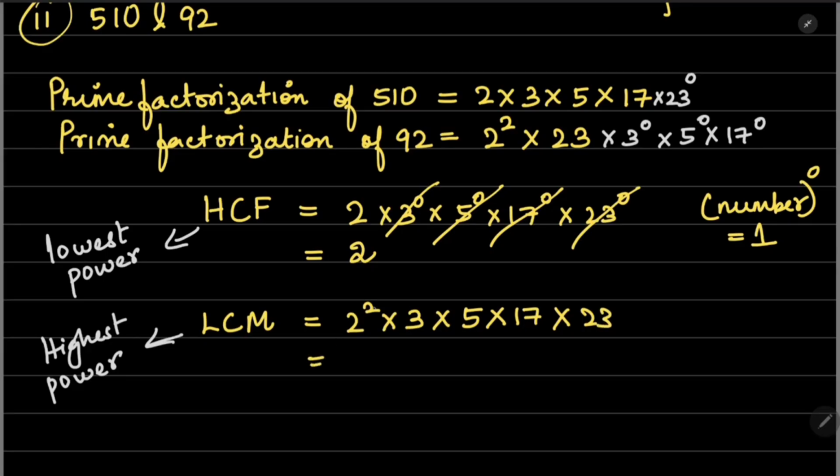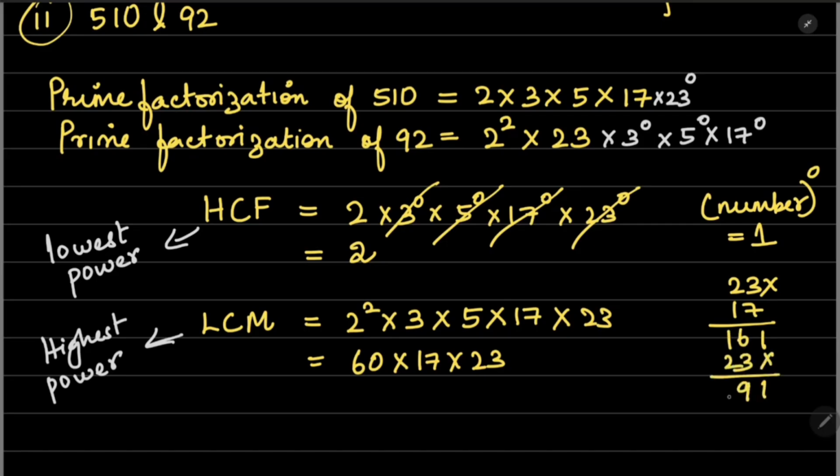So 2 square is 4. 4 threes are 12. 12 into 5, 60, multiplied by 17 multiplied by 23. So what is 23 multiplied by 17? 7 threes are 21, carry 2, 1, 2, 14, 15, 16, and then 3, 2, so 391. So it is 60 multiplied by 391.